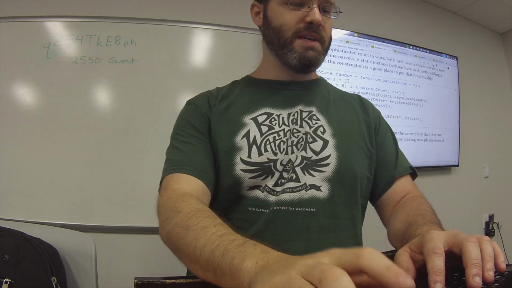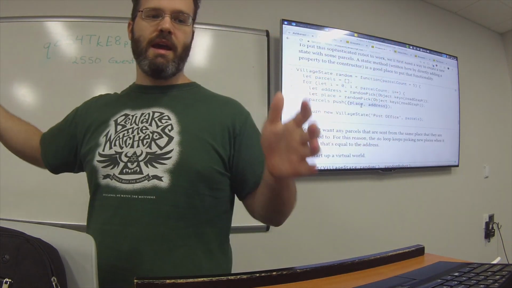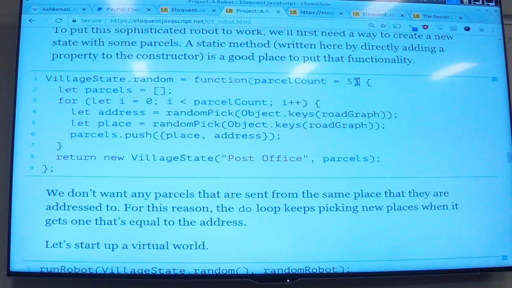And that may make more sense. Let address equals random pick, object keys, road graph, get a place. The same thing with place. And then we've generated this parcel object right here with a place and an address. And then we push that onto an array of parcels. And we are generating however many parcels we give it as an argument. So we default that to 5, which is what that syntax does.